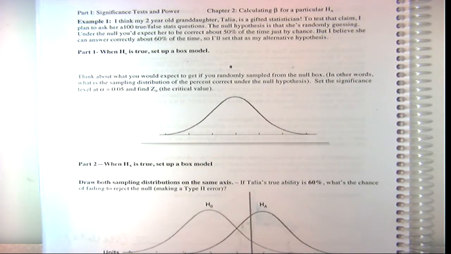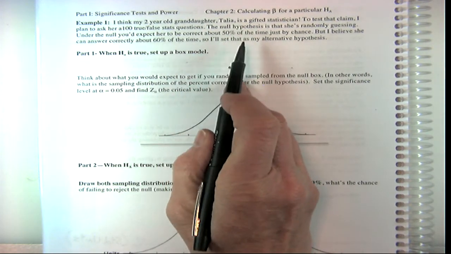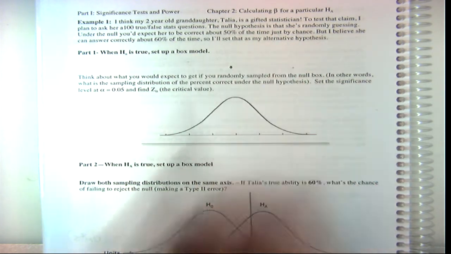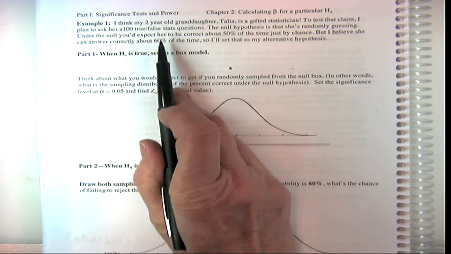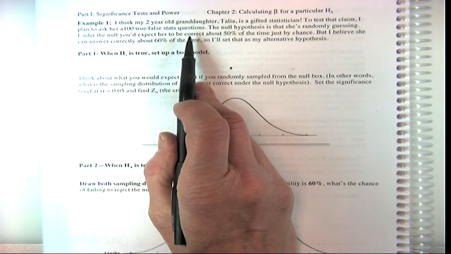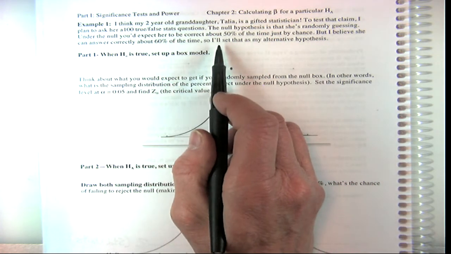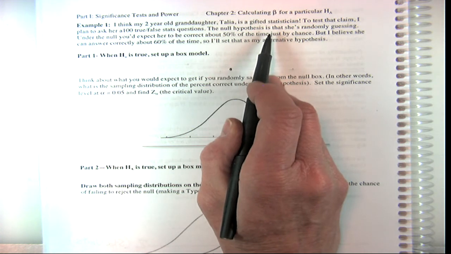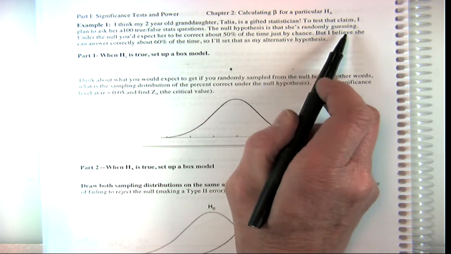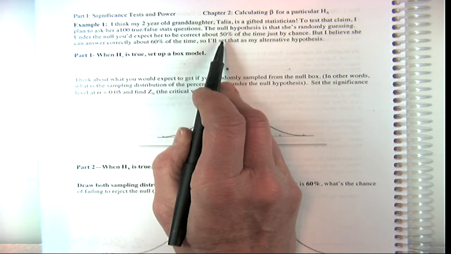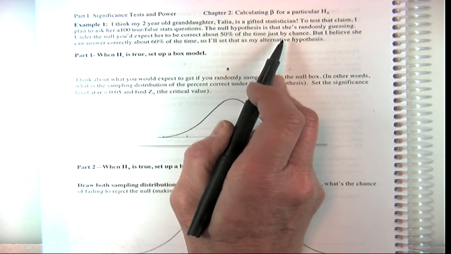All right, so I think my 2-year-old granddaughter, Talia, is a gifted statistician. Pretend I think she's really smart, and I want to test that claim by giving her 100 true-false stats questions. This is just a real simple example to see whether she's guessing or she really knows something, right? The null hypothesis is that she's just randomly guessing. Under the null, you'd expect her to be correct about 50% of the time, just by chance, right?